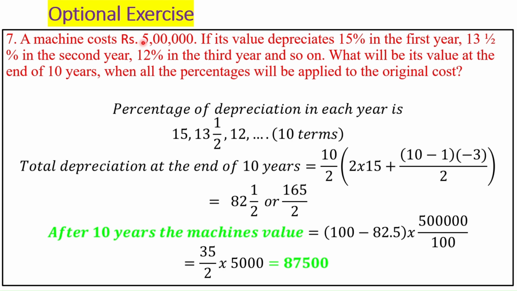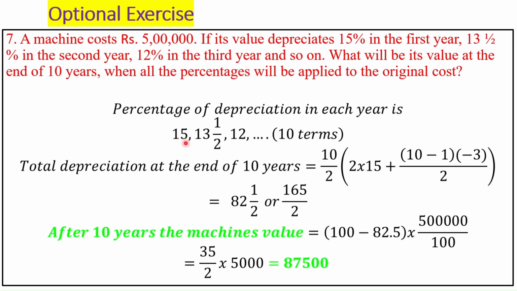A machine costs rupees 5 lakhs. If its value depreciates 15% on the first year and so on, basically, whatever data is given here you can see. What will be its value at the end of 10 years? So percentage of the depreciation in each year is 15%, 13 and a half, 12%, and so on. So let's see if this is in any progression.